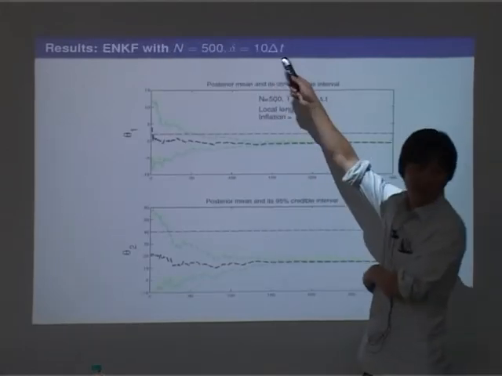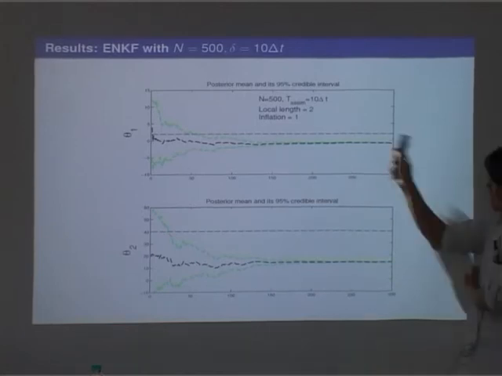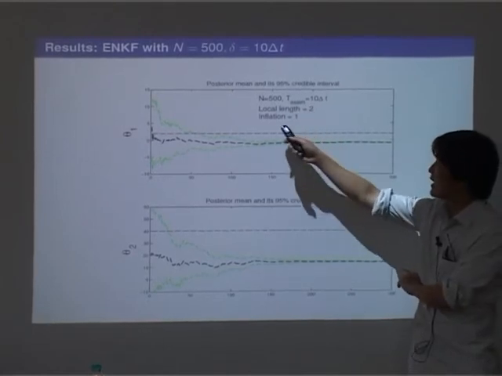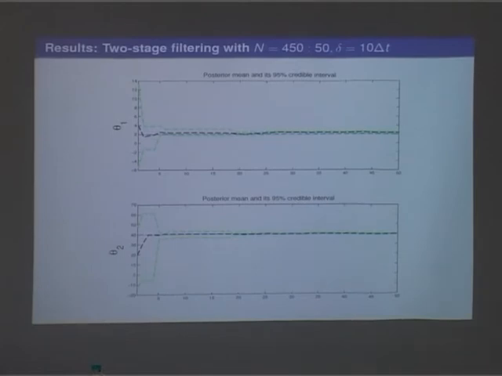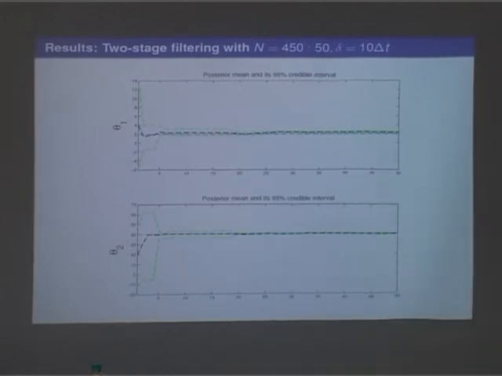So this delta is now 10 times the computation time step. And I forgot to say that when I run ENKF, I use a localization length equal to 2, and the inflation I just keep at 1. And again, in this case, the filter doesn't work. It's stabilized but converges to the wrong value. But again, this two-state filtering works. In this case, 450 particles are used in the particle filtering step, and 50 particles are used in the ENKF step.